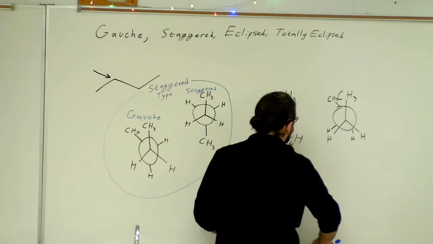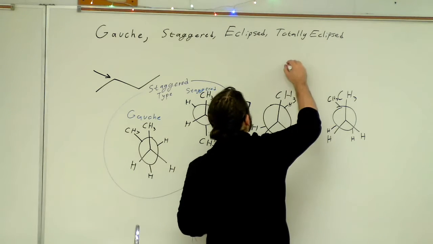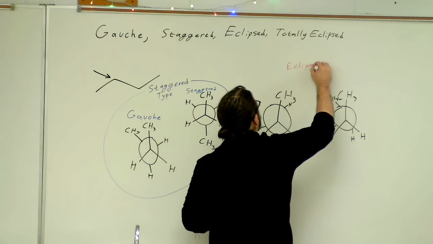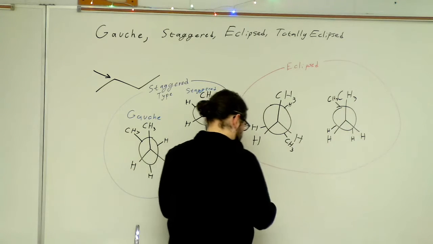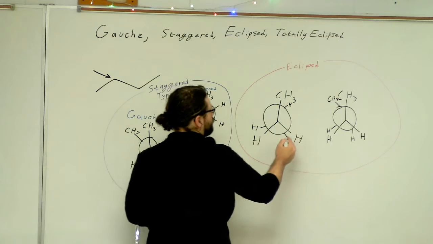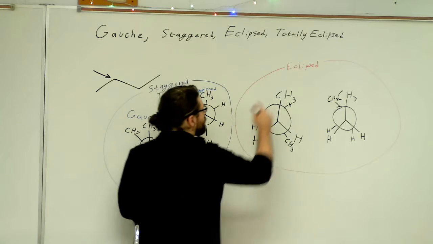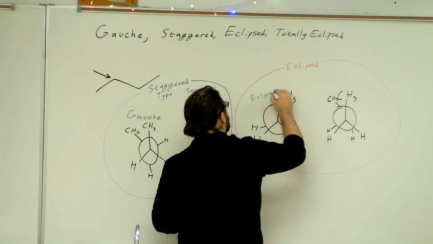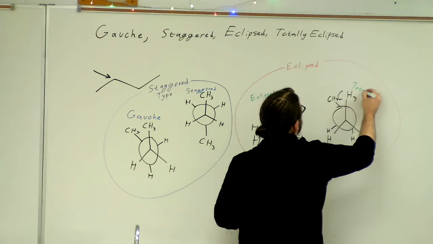Now let's name these over here. Let's go red this time. So these are eclipsed. This type right here, just like normal, this isn't going to have a special energy level. So this is still going to just be called eclipsed. This one over here is going to be called totally eclipsed.